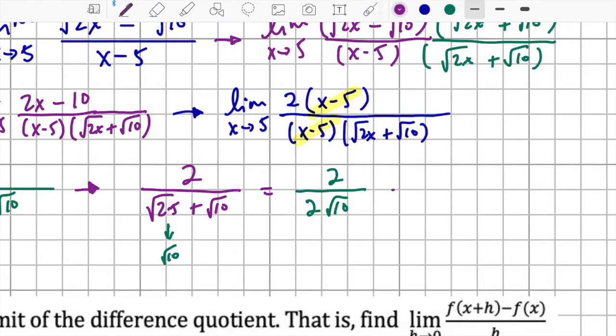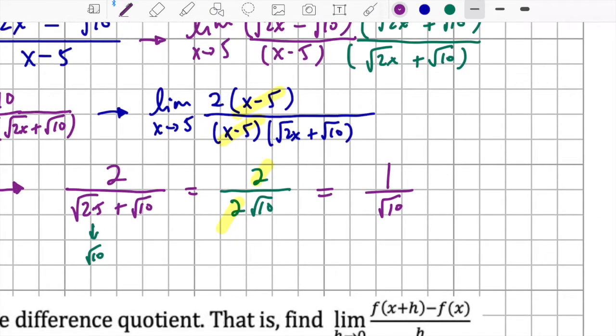And I notice that I can cancel out the 2's. Now remember, we're left with 1 in the numerator. In the denominator, we have square root of 10. And if you want to rationalize the denominator, because sometimes we do, sometimes we don't, your final answer should be square root of 10 over 10.